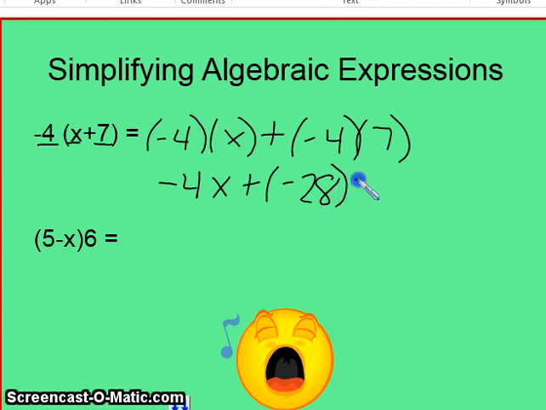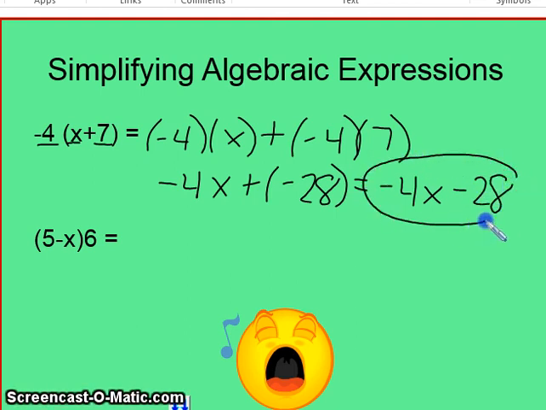Now I want to write this in the simplest form possible, so I want to get rid of this plus a negative. When I'm adding a negative, I'm really subtracting, so I can rewrite that as negative 4x minus 28. Also, the two on this page are examples, and they do need to be written in your notes.